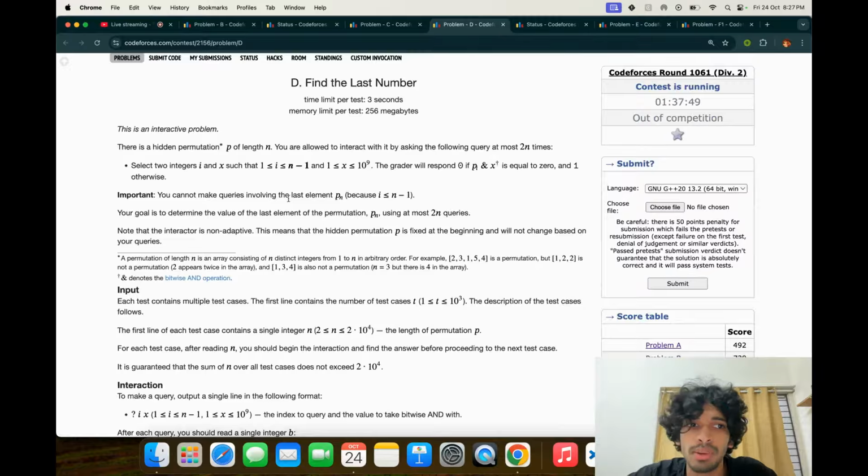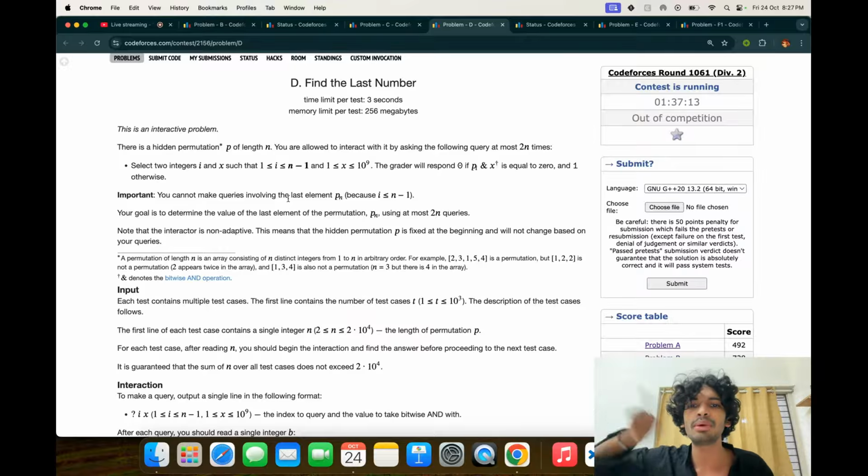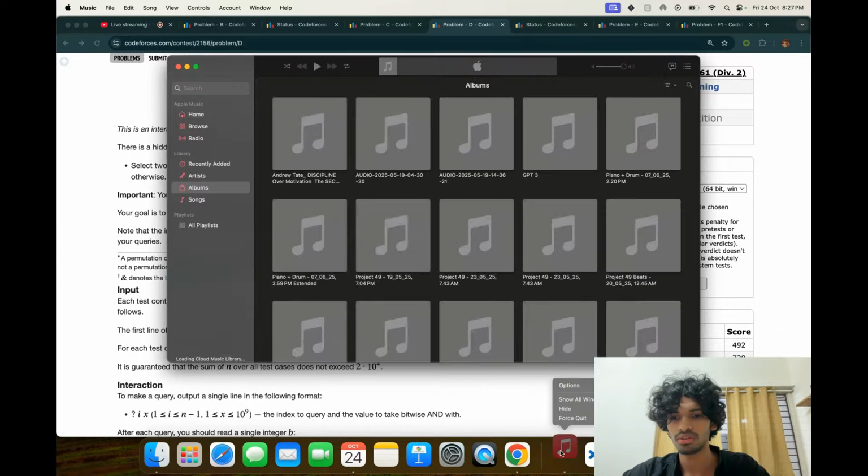Okay, this is an interactive problem. You're given a hidden permutation p of length n and you're allowed to interact with it by asking queries at most 2n times. We have 2n queries. Select two integers i, x with i less than or equals to n, it's not the last element, and x. The grader will respond with 0 if p_i AND x equals 0 and 1 otherwise. AND equals 0 means that all the places where there is a 1, if all of them are 0 only, then you get 0. Okay, so you choose a subset.